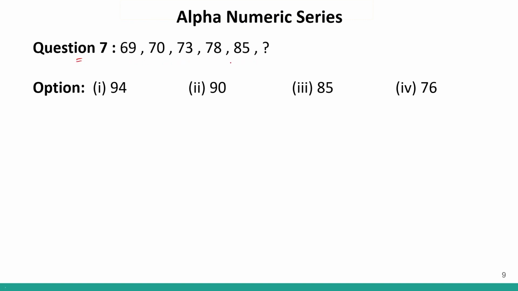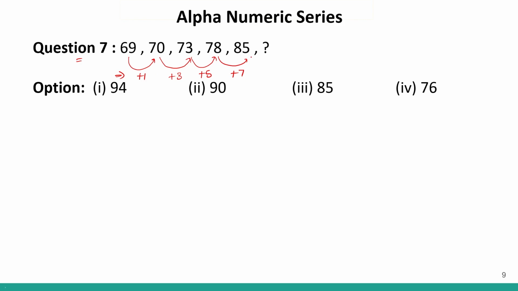Very close numbers, right? So the difference between 69 and 70 is, if I add 1, I'll get 70, correct? If I add 3, I'll get 73. If I add 5, I'll get 78. And if I add 7, I'll get 85. So clearly consecutive odd numbers.